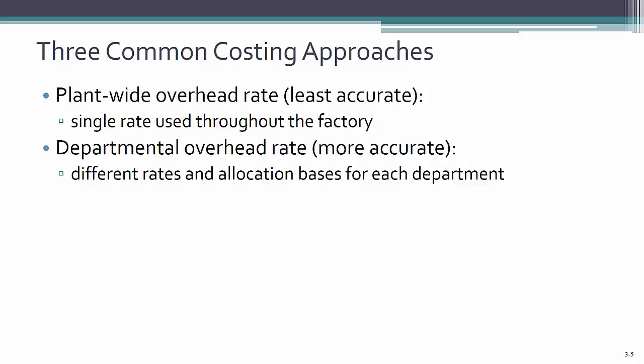And as an alternative to plant-wide overhead rate, many companies develop departmental overhead rates. The nature of the work performed in a department will determine the department's allocation base. For example, the maintenance department's hours may be allocated based on the number of hours spent maintaining different areas or different machines in the factory.